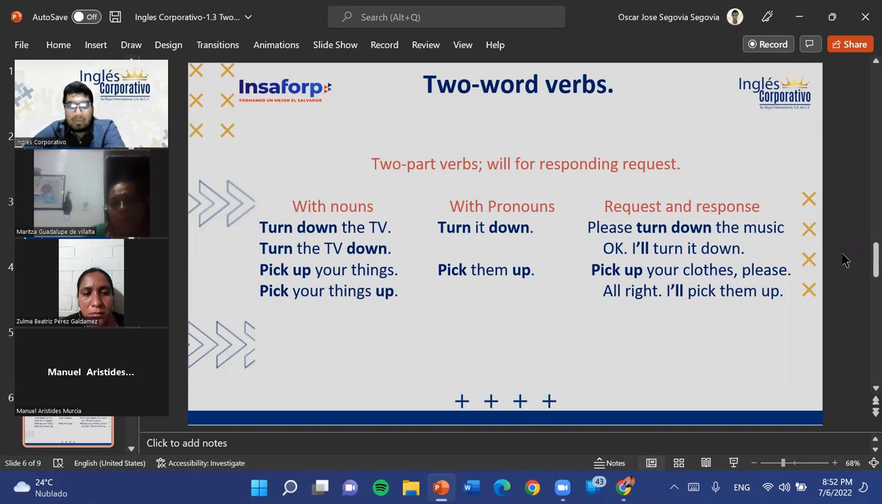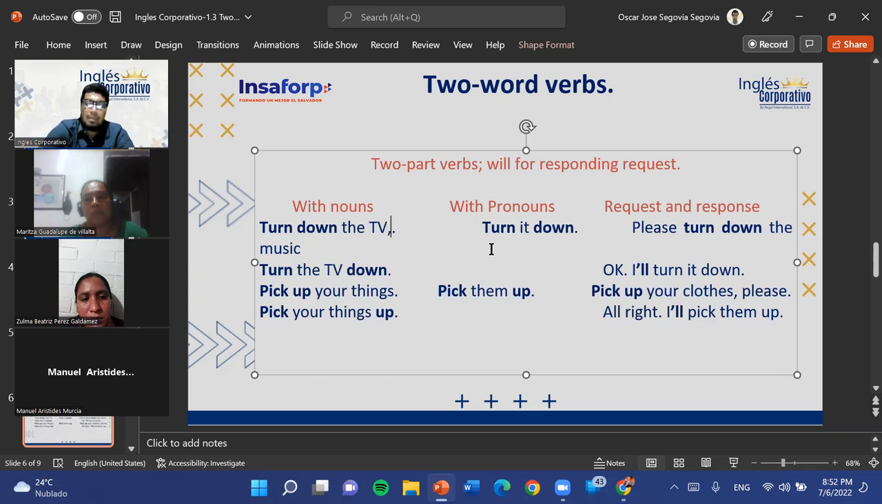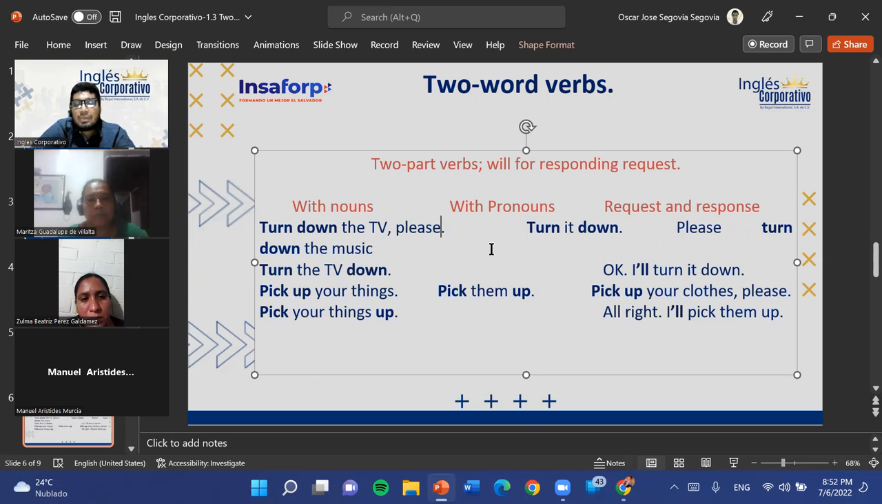Anytime you hear somebody say any phrase, once again, I'm sorry, I'm repeating it over and over, but when you hear people using verbs like that, you have to understand that they are giving you an order. It's not like a request or anything like that. It's an order. Now, it turns into a request when you add, for example, the word please. When you say, please, turn down the TV, please.